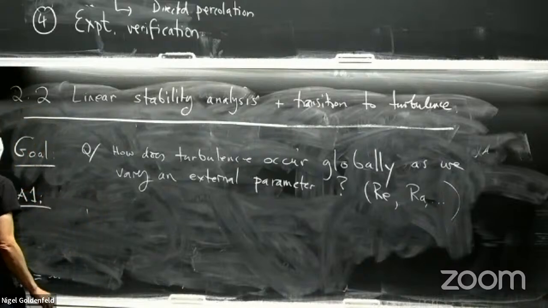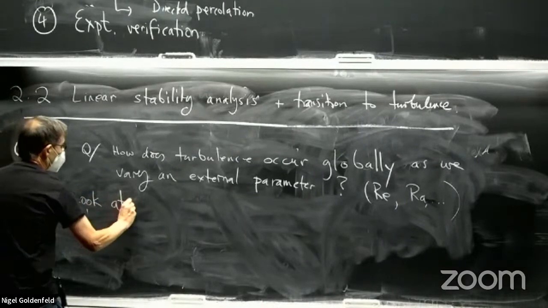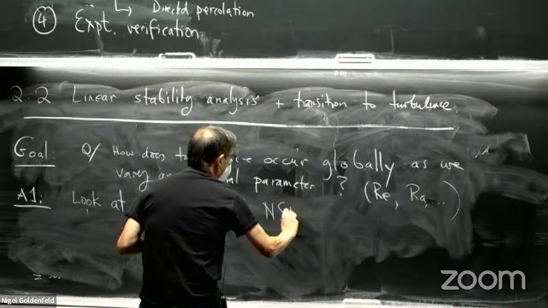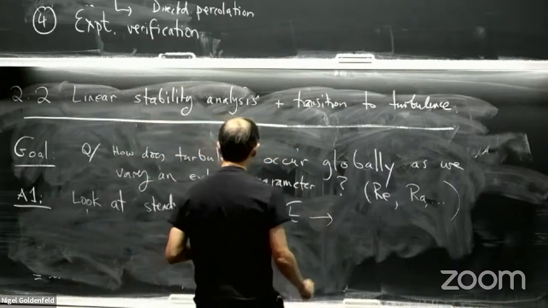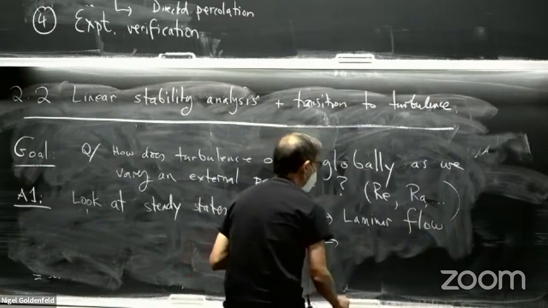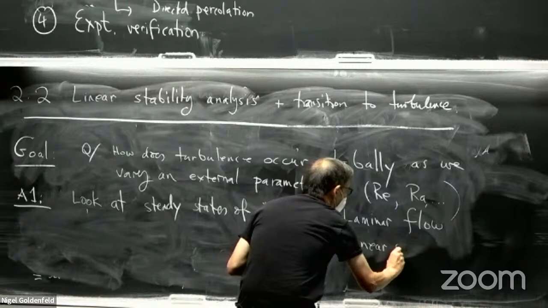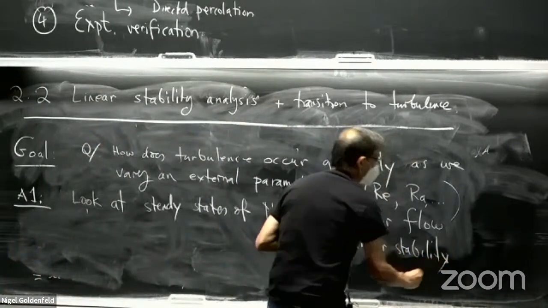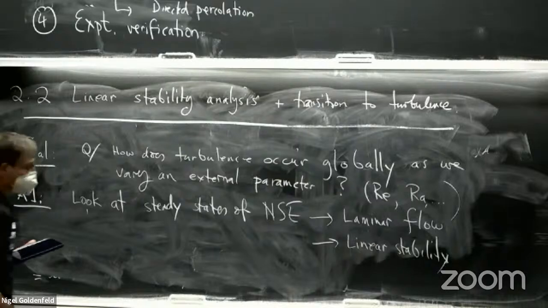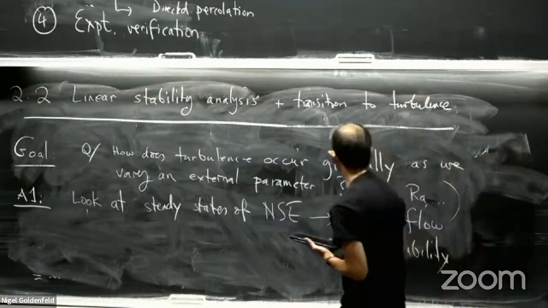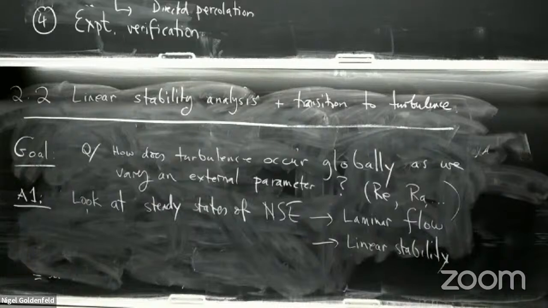So answer number one is: look at the steady states of the Navier-Stokes equations, which correspond to laminar flow. And then compute the linear stability around that state. And we will in general be thinking about states that are easy to do linear stability around. So for example, for pipe flow, that would be the Hagen-Poiseuille flow, which I will write down in a minute or two. And then see when it goes unstable. Of course, when you do that, you don't know what it's going to go unstable to.